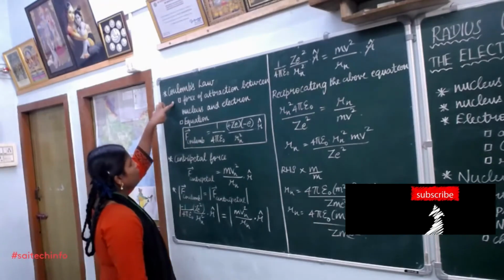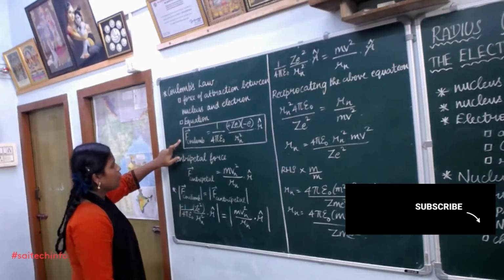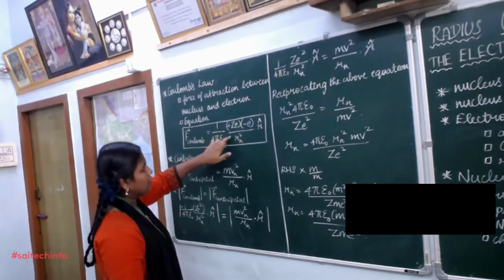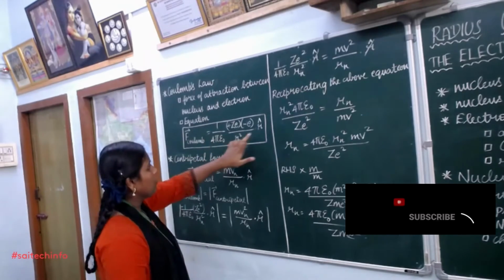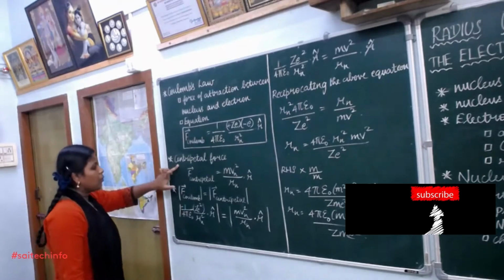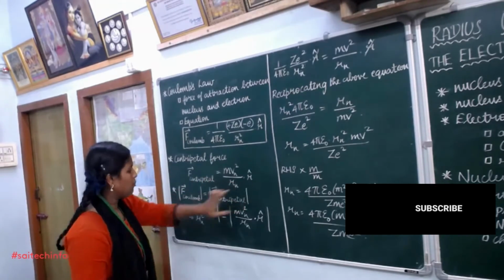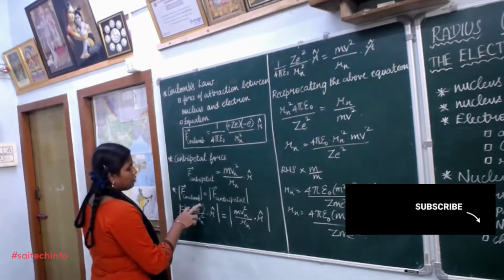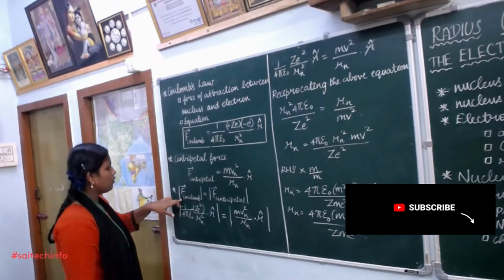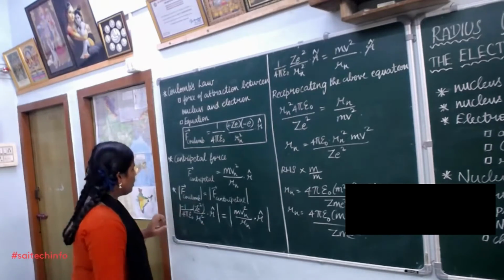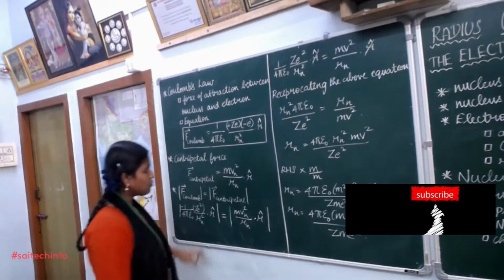By Coulomb's law, we know the force of attraction between the nucleus and the electron is 1 by 4 pi epsilon naught, Ze into minus e, by Rn square, into R cap. We know the formula for centripetal force is m vn square divided by Rn, into R cap. Now we take the modulus of these two forces and equate them, so the Coulomb force is equal to the centripetal force.